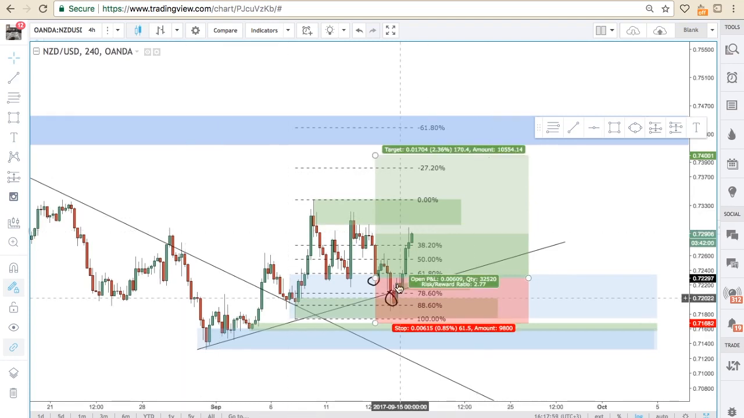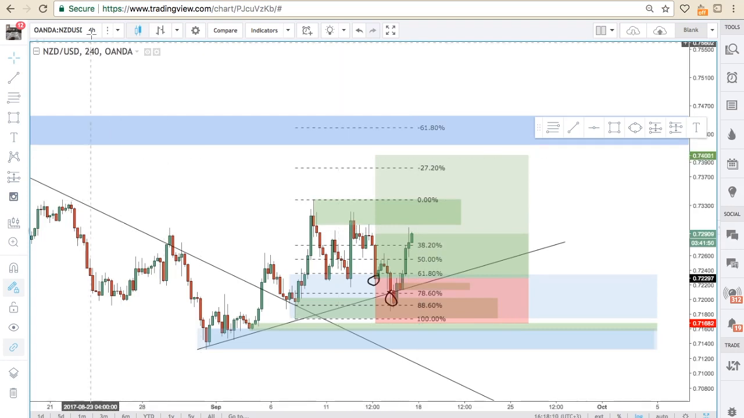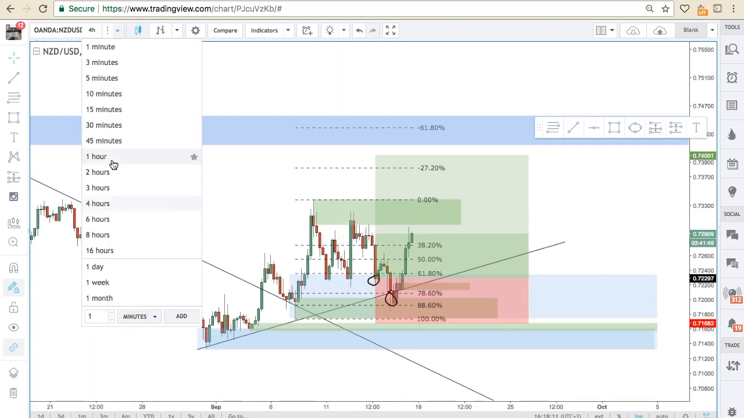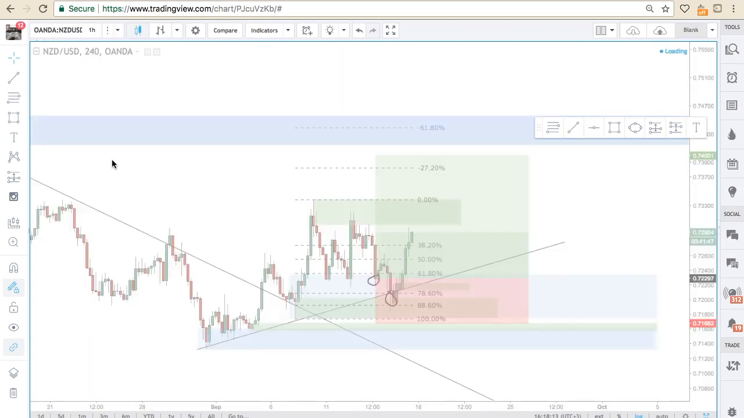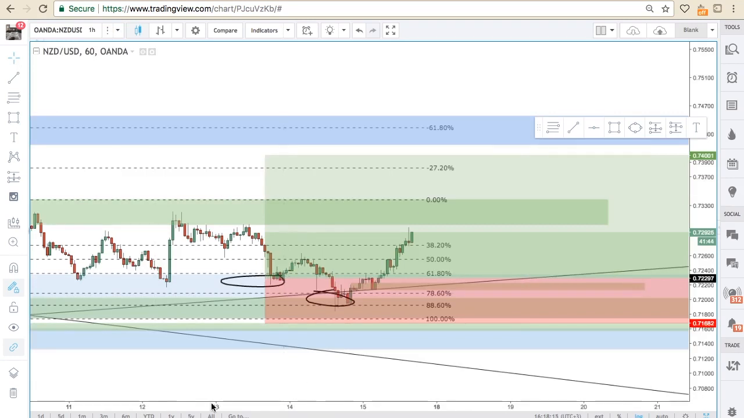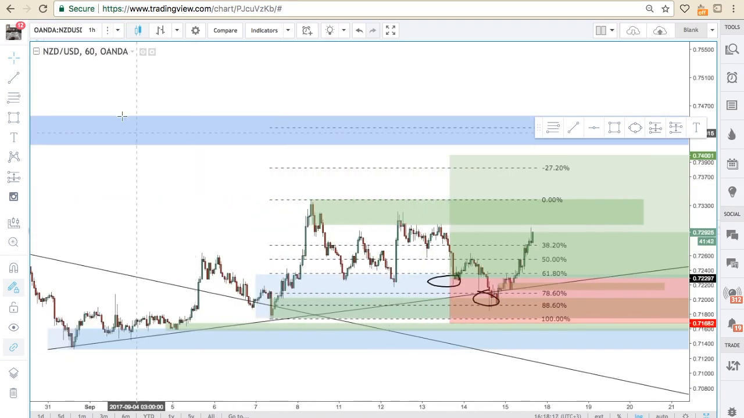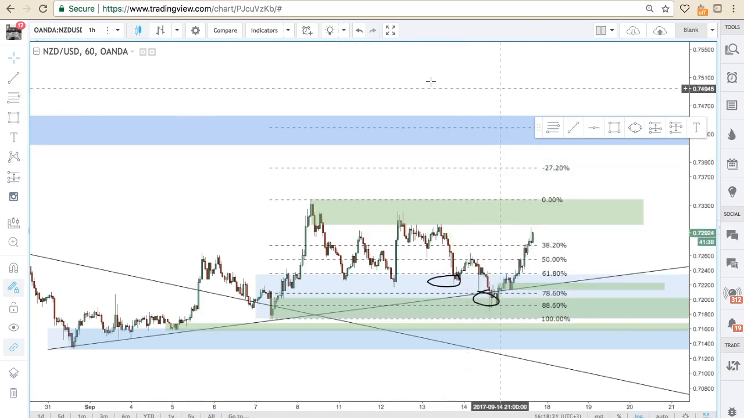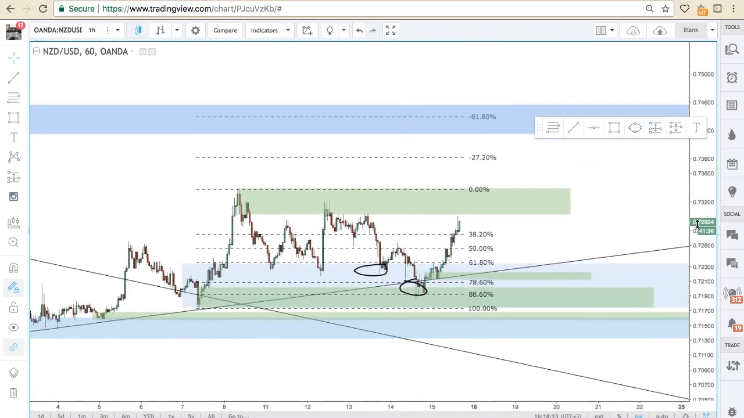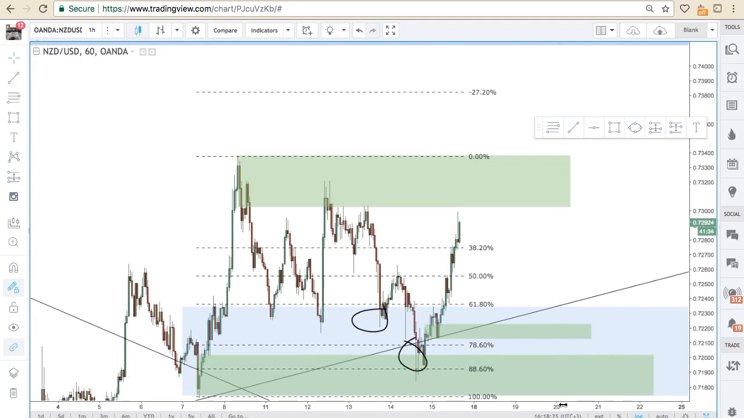Now, let's say we miss this move, or let's say we're already in this move like we are, and we're looking to add positions to our order. If we want to add positions to our order, then we're going to drop down to the 1 hour chart. And this is where I add positions. So let me delete our position there. This is how I add positions.